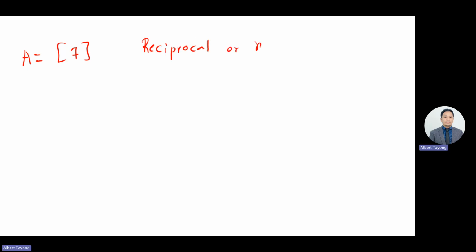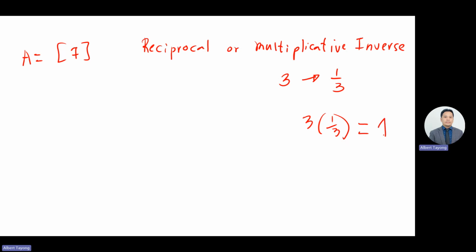or we call this the multiplicative inverse. What is the meaning of multiplicative inverse? It is the reciprocal of a particular number such that when you multiply this value to the original number, the answer is equal to 1. An example is 3. The reciprocal is 1 over 3. If you multiply 3 and 1/3, the answer is equal to 1 because this is cancelled.